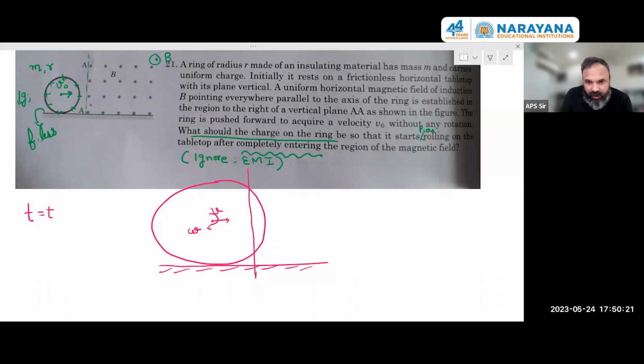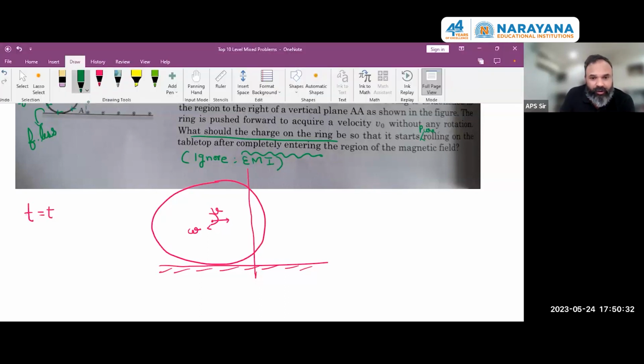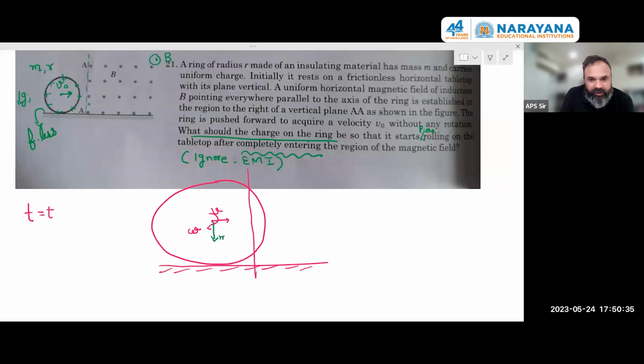This portion of my ring is inside the magnetic field. So definitely because of v and omega, everybody is feeling some force. So let me show the forces acting on this ring. There is an mg which is acting. There is a normal reaction which will act. Now the important thing, friction is not there. Now, all these charges which are present on the periphery of the ring, if you take any differential charge, it will have two velocities, right?